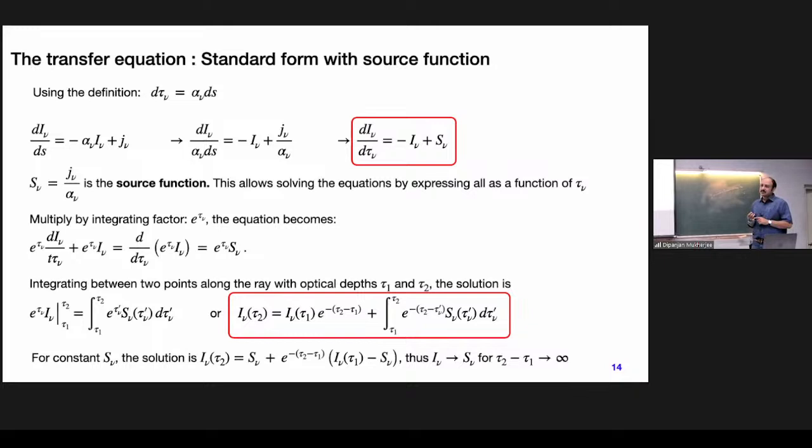Basic definition of flux, units of flux. How is flux related to intensity? How is intensity related to the energy density? U nu is I nu by c. And what is the definition of absorption coefficient and optical depth? These fundamentals are essential for you to take away, no matter what level you are in.